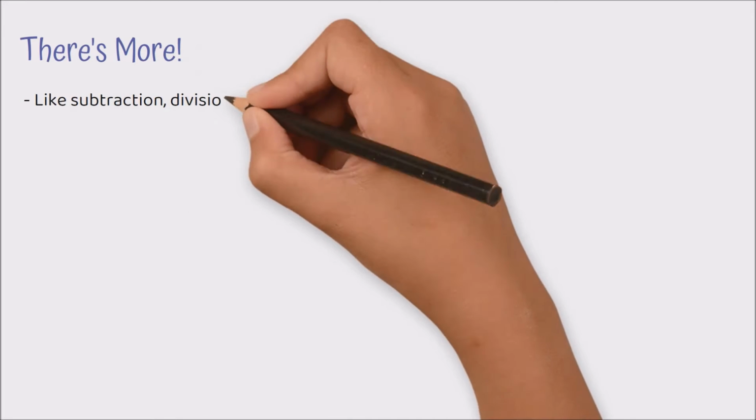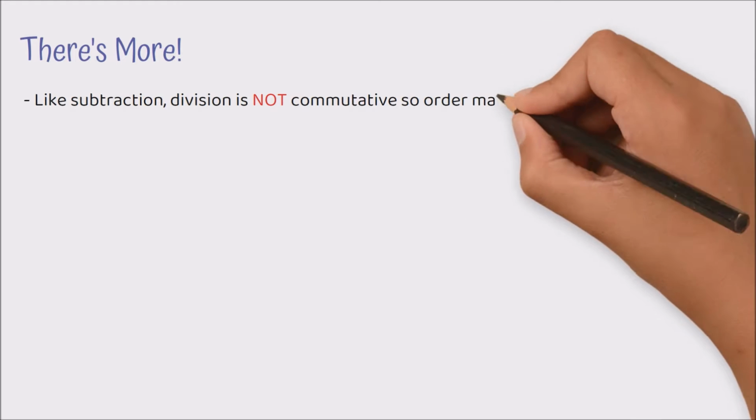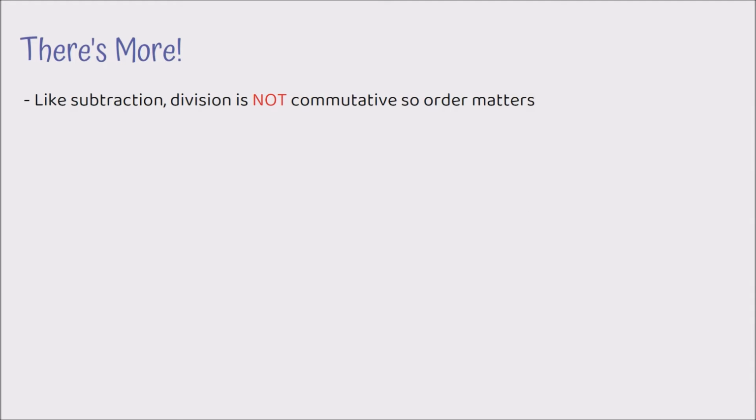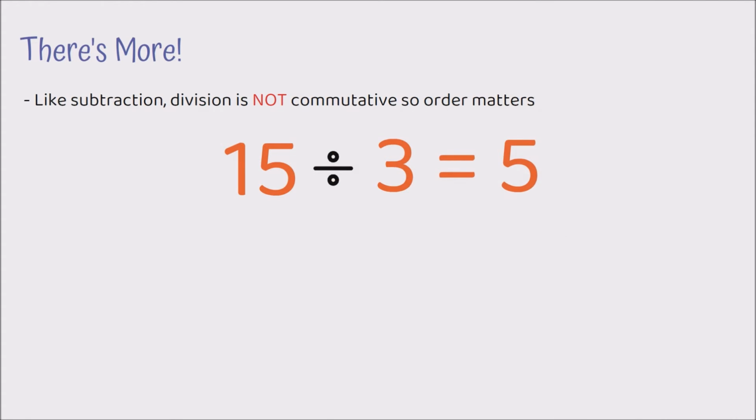First up is that, like subtraction, division is not a commutative operation. This means that the order matters. And that leads me to my second point, which is that there are some terms given to each number in a division equation. So let's take a look at what they are.